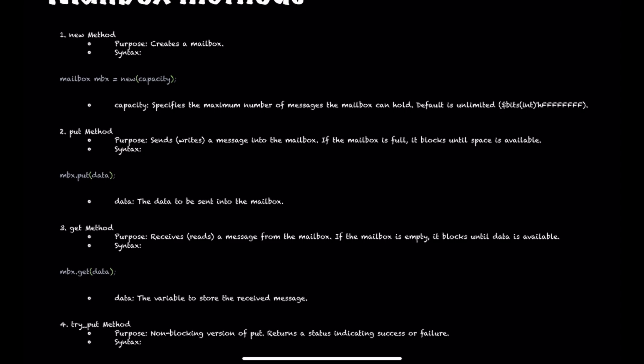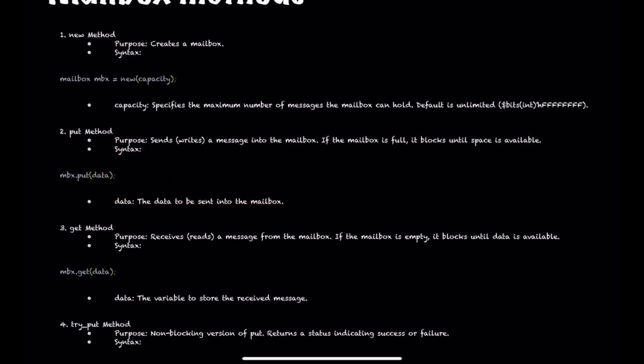The second method is put. The purpose of this method is to send a message into the mailbox. This is a blocking method. If the mailbox is full, it will block until space is available. The syntax is mailbox dot put, brackets, data. So the data will be sent into the mailbox.